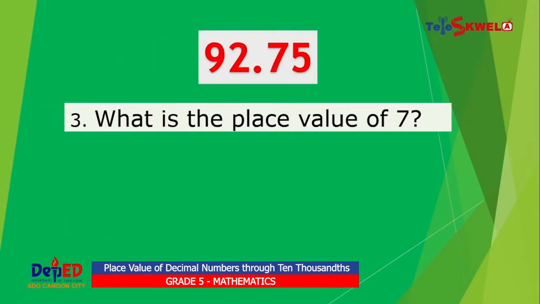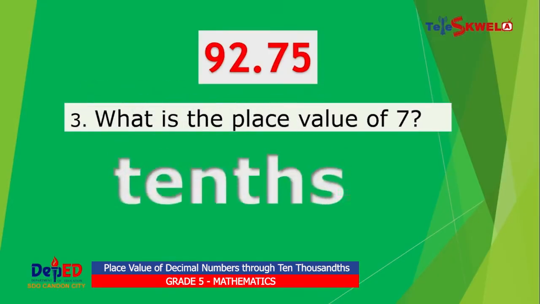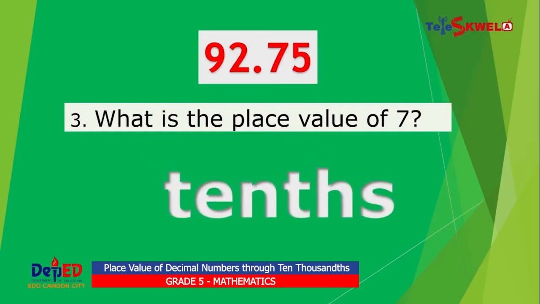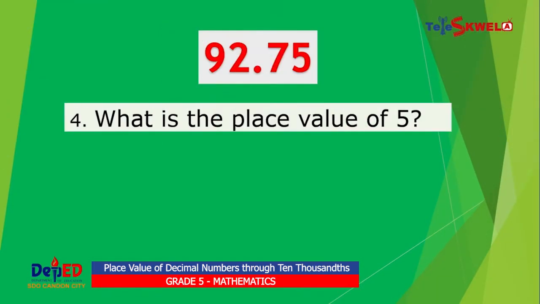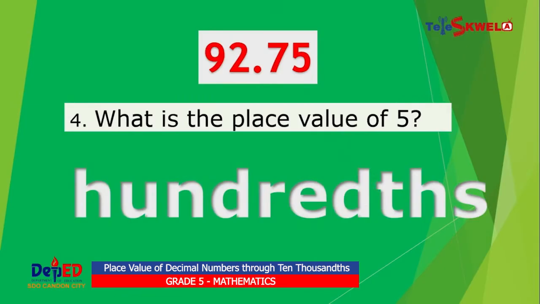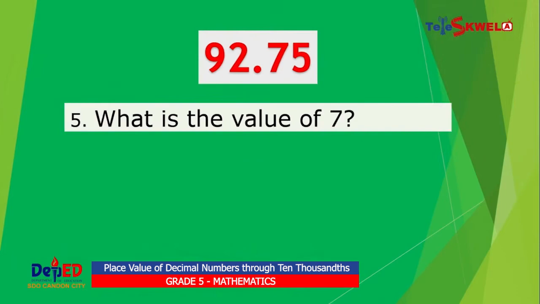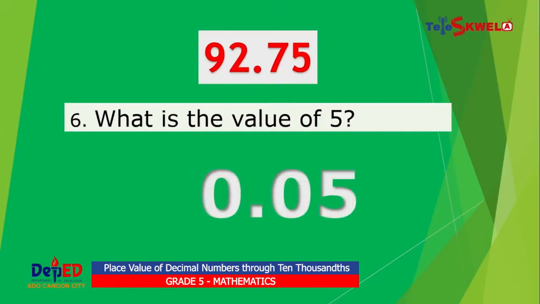Let's take 92 and 75 hundredths. What is the place value of 7? The place value of 7 is tenths. What is the place value of 5? The place value of 5 is hundredths. What is the value of 7? The value of 7 is 7 tenths. What is the value of 5? The value of 5 is 5 hundredths.